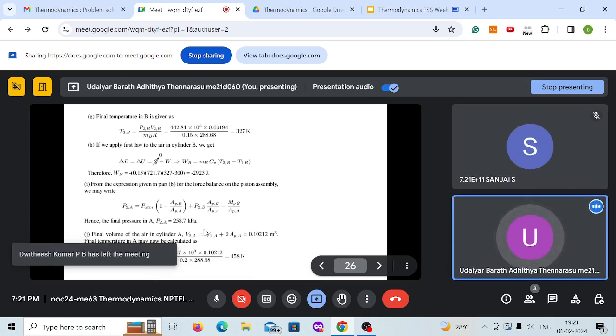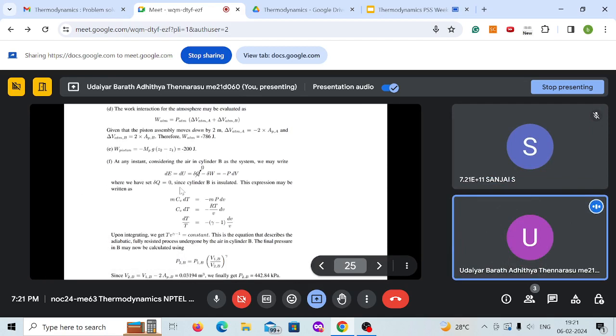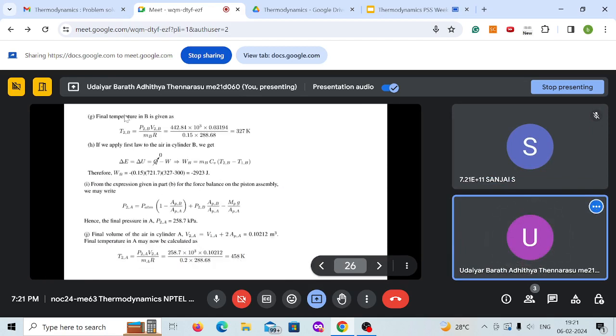The final temperature we'll leave this part, I think we can see that in the coming weeks. And the final temperature of B, we again go back to the ideal gas relation. Assuming that P2B is given, we'll substitute that, and you can find out the temperature as 327 Kelvin.